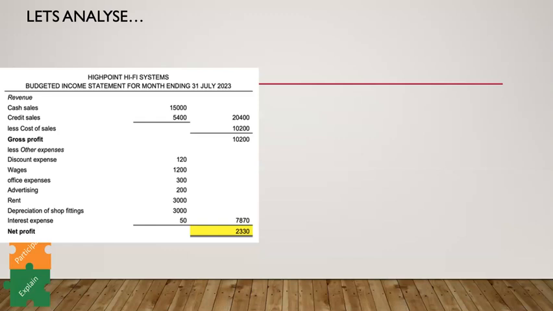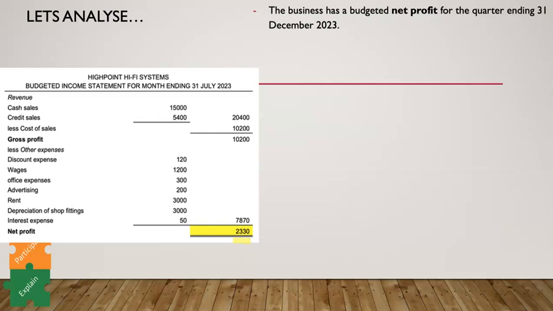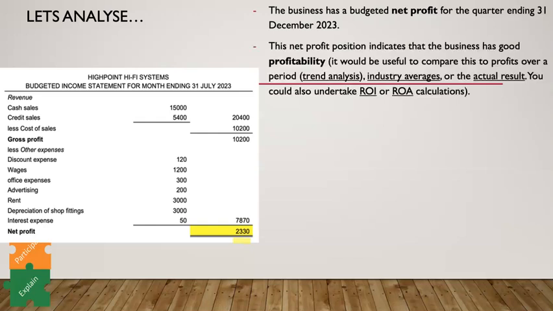We have an income statement. And our income statement shows a different story. We have made a profit of $2,330. So the business has a budgeted net profit for the month ending 31 December. And this indicates that the business has pretty good profitability. It is making a profit.